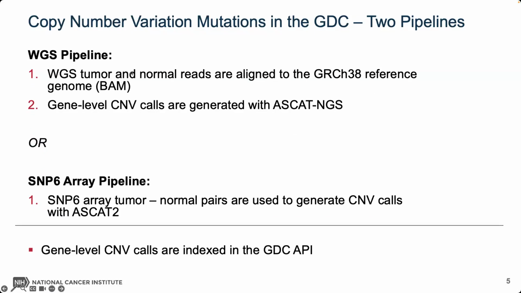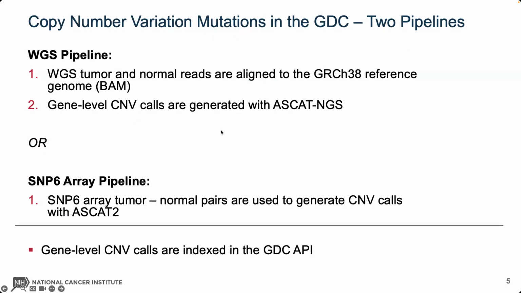So the second type of mutation are the copy number variation mutations. These are created using 2 different pipelines in the GDC. So the first one is the whole genome sequencing pipeline. These are aligned the same way that whole exome is aligned. Tumor and normal are compared, and then gene level copy number variation calls are generated with the ASCAT NGS pipeline.